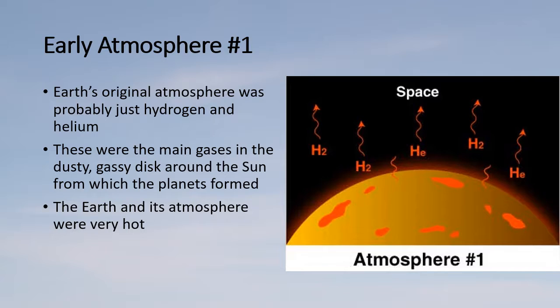So our early atmosphere, our first atmosphere, the original atmosphere was probably just hydrogen and helium. These were the main gases that were left over from when the sun formed. The Earth and its atmosphere were very hot.